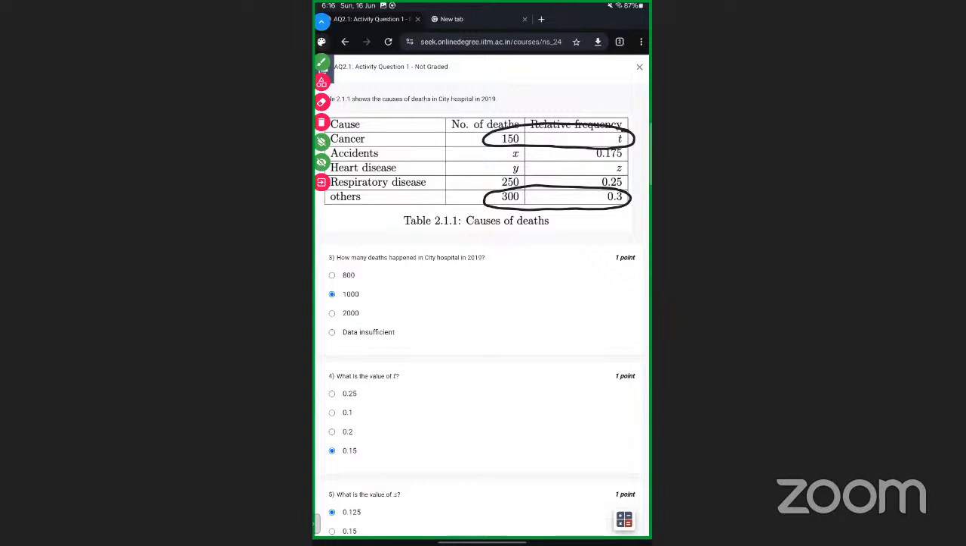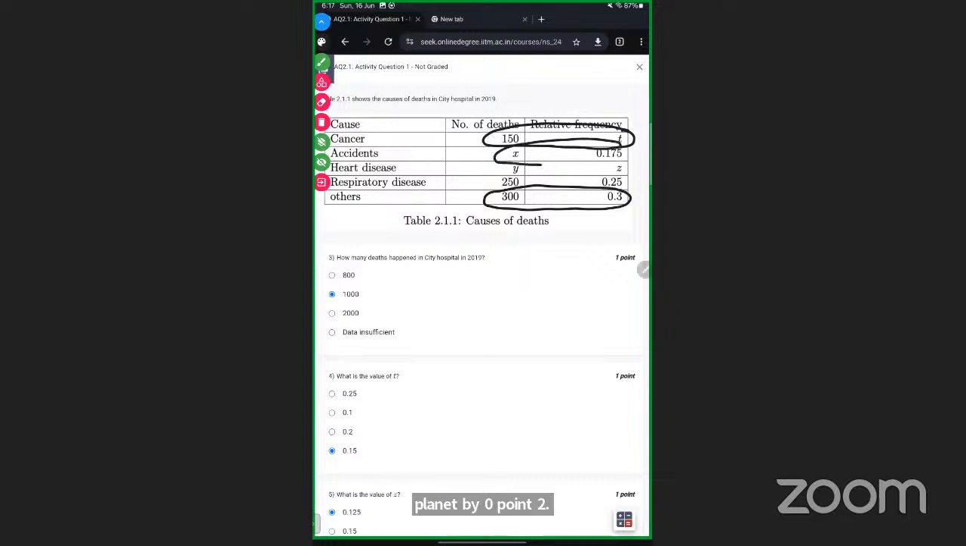So we can also find the total number of deaths first, and after that we use it to find x, y, z, and t. That makes it easier. If the number of deaths is divided by the total number of deaths, then we can get the relative frequency. If we take 300 by x, where x is the total, then x is equal to 300 by 0.3. From there, we calculate the total number of deaths.